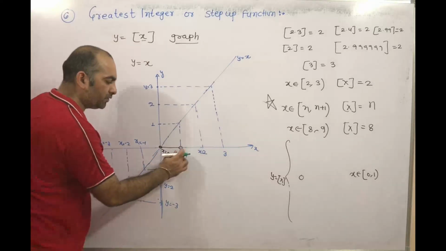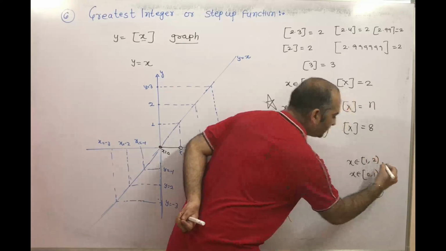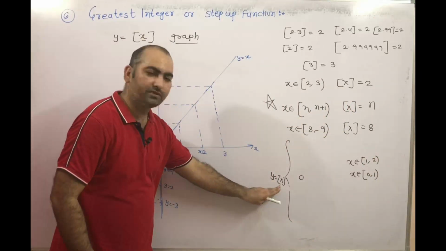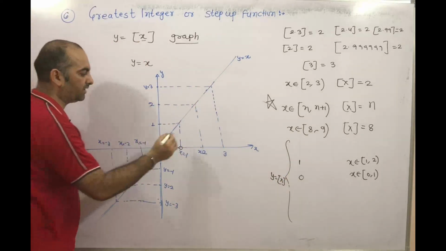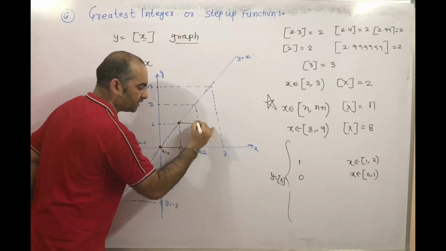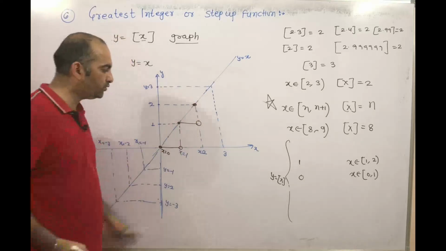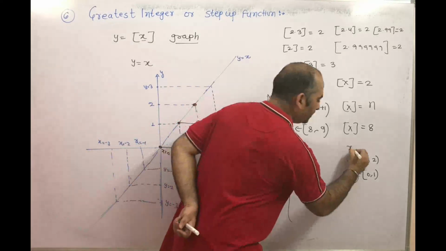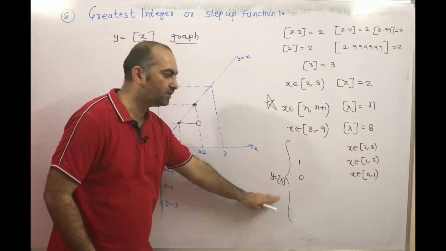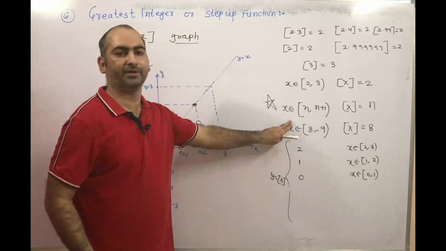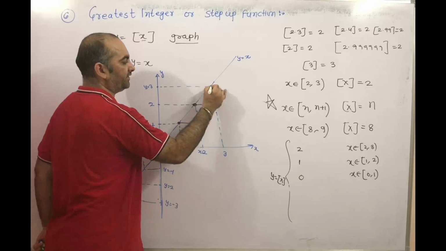Now, if I take 1 to 2, x belongs to the closed interval 1 to open interval 2. So greatest integer of x, what will come? 1 will come. That means between 1 to 2, 1 will come. So 1 will be here. 2 is not included. So at x equal to 2, what will come? 2. And for 2 to 3, x belongs to the closed interval 2 to 3. So greatest integer of x, what will come? 2, by using this property. And if x is equal to 3, we'll get 3.